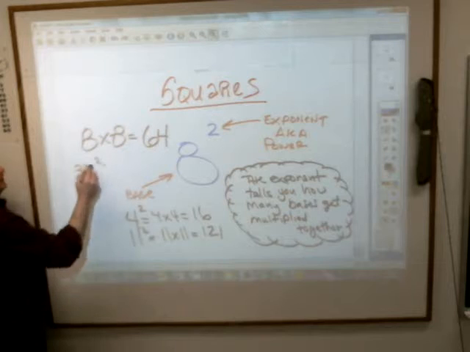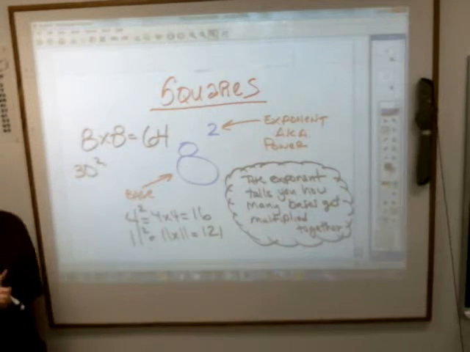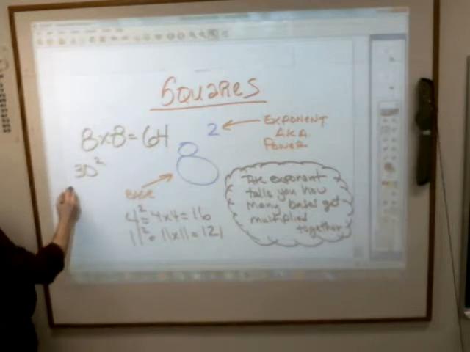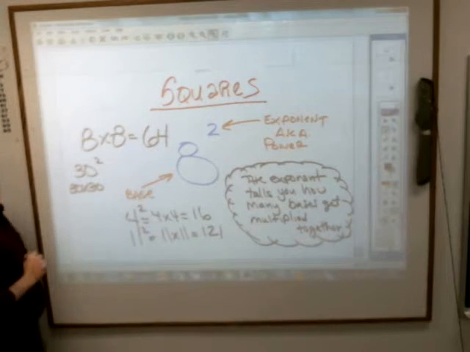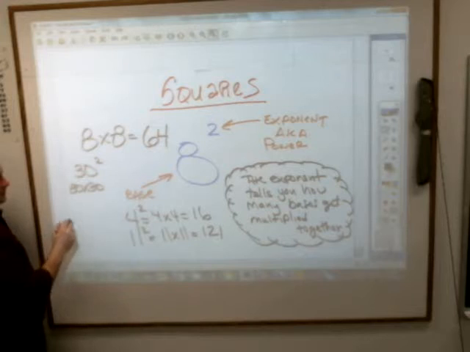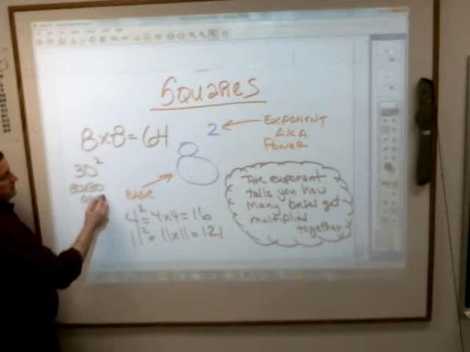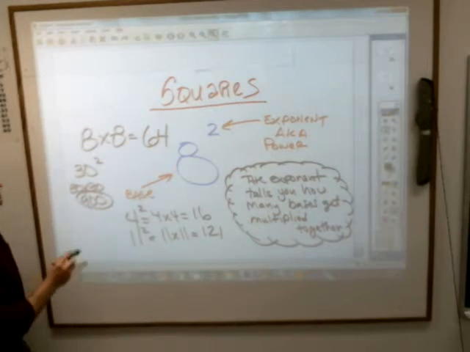30 squared. It's not 30 times 2, it's not 60. It is 30 times 30, which is, Ryan, 900. Okay.